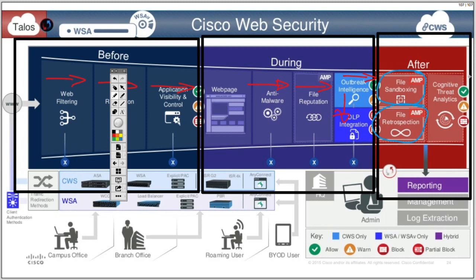And Cognitive Threat Analytics is going to be a specific Cisco service, like a different support service, where you speak with Cisco engineers to be able to detect faster why an attack happened and fix it as fast as possible.